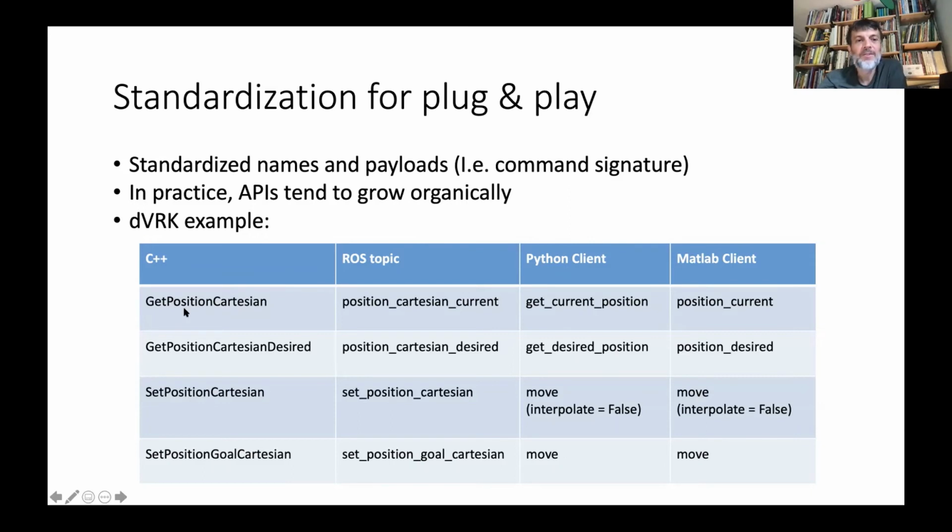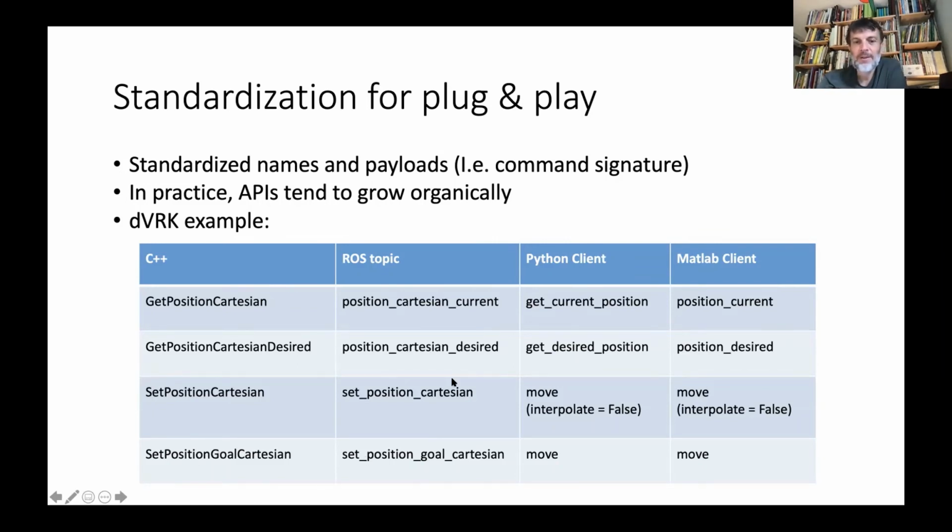So the C code was initially, we had like get me the Cartesian position, and then there was a question: is it as measured by the sensors, or is it where the system is trying to go through the low-level controller, the PID, for example? And then we have a set position Cartesian, where it's like set where you want to go. But is it something for the low-level controller, like the PID, or is it something for a trajectory generator? So we had the set position goal Cartesian.